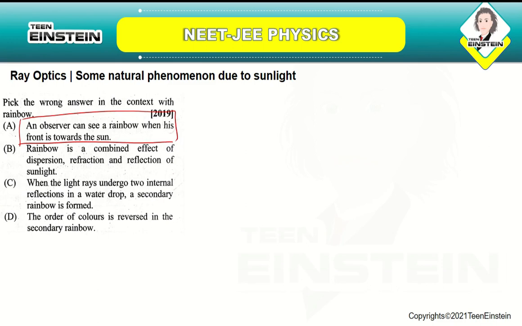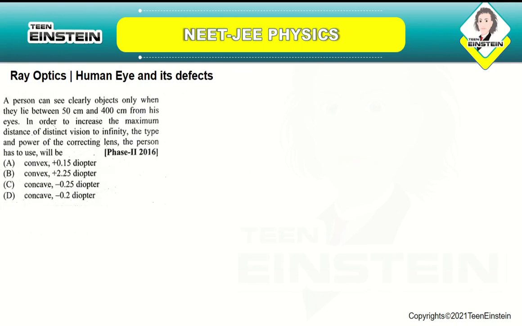Here they are given that an observer can see a rainbow when he is in front of the sun, which is a wrong statement. Okay, let us now move on to the next question.